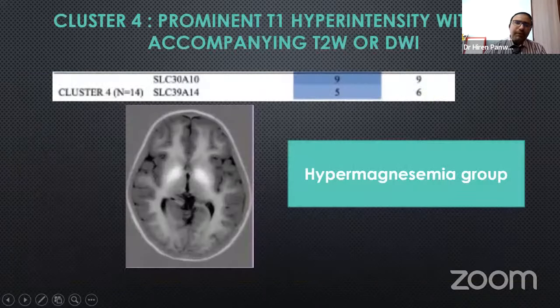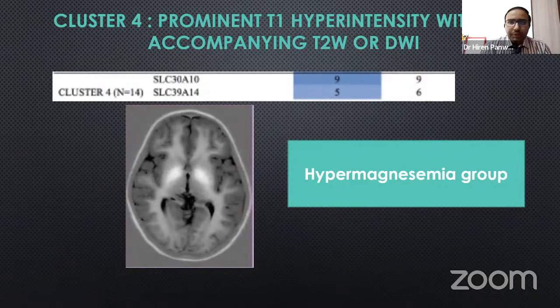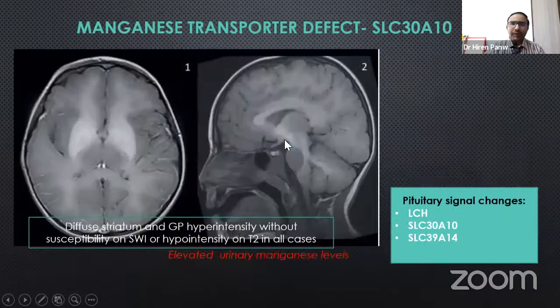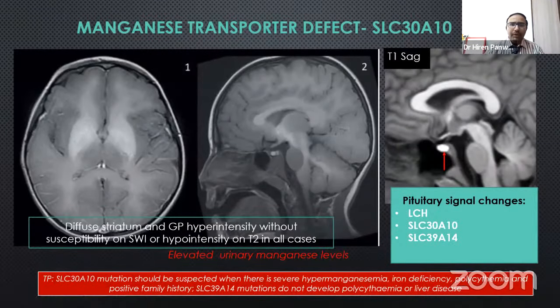And then moving on to the last cluster, that is the prominent T1 hyperintensity without accompanying T2 weighted abnormality or DWI. So in this age group, they observed T1 hyperintensity, which was predominantly seen in the hypermanganesemia group. And they found two gene abnormalities, SLC30A10 and SLC39A14, in those conditions. So one example is this manganese transporter defect, that is SLC30A10.